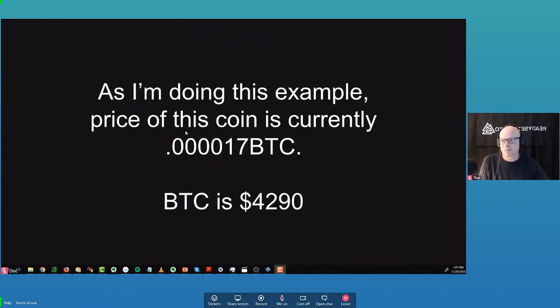So as I'm doing this, the price of this coin is currently 0.0000017 BTC. So that is actually, I believe, unless somebody wants to correct me, 1,700 Satoshis. BTC by itself, as it's trading against the US dollar, is 42.90. Again, this was this morning when I took up this example. Okay. All right, so those are our two data points with this.